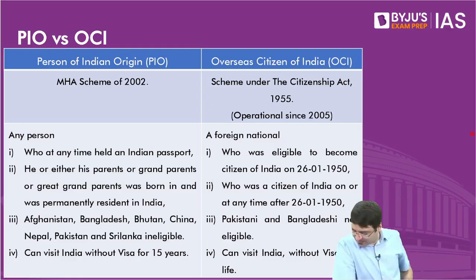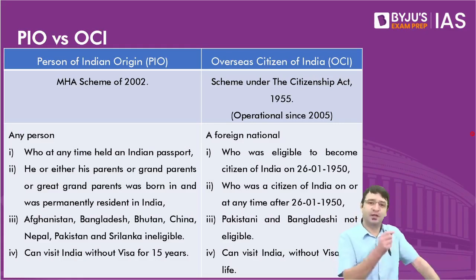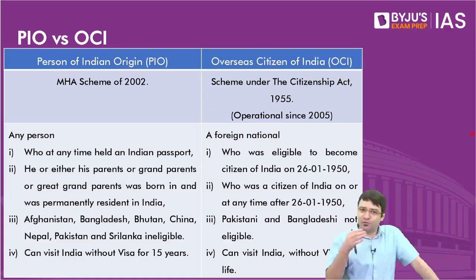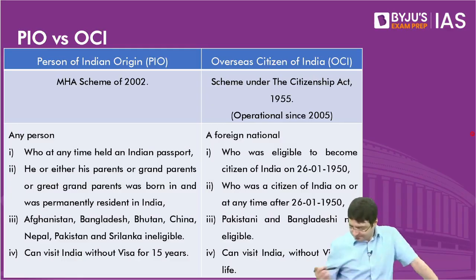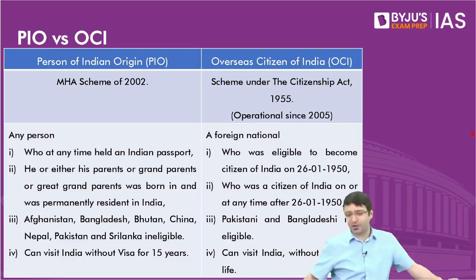Sir, what about citizens through descent giving false representation? False representation is for those who apply for citizenship through naturalization or registration, not for descent. How can you give false representation in descent? Because both the parents are Indians or one of the parents is an Indian.